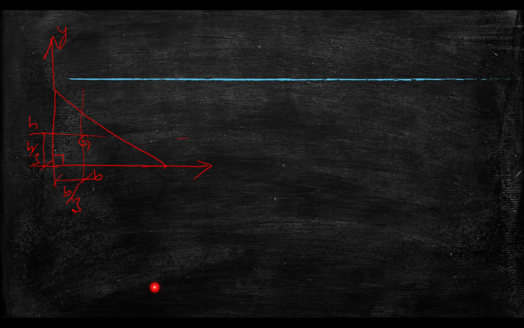If I am having a right angle triangle in this direction, so this is my b, this is h, this distance is h by 3, this distance b by 3, but since it is towards the left of the x-axis, we can write it as minus b by 3. That's it. That's about the right angle triangle.